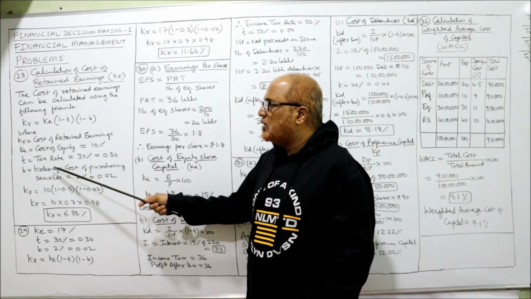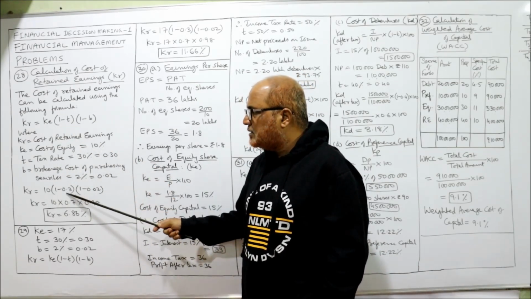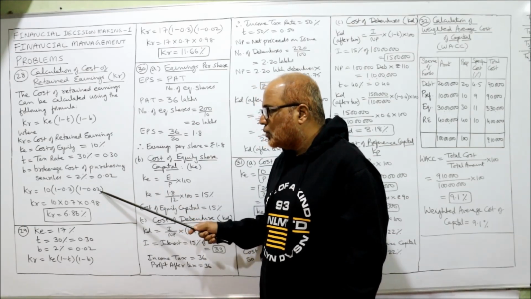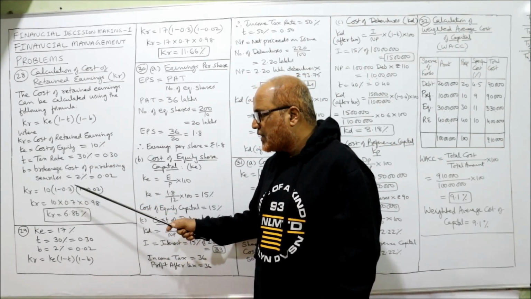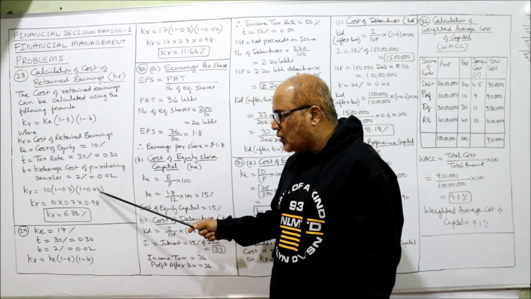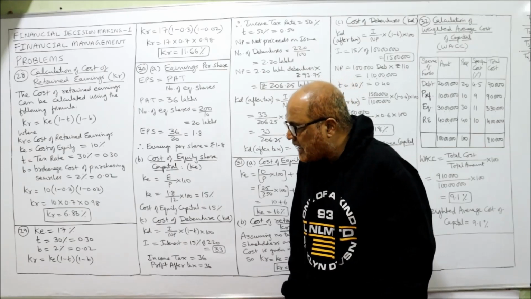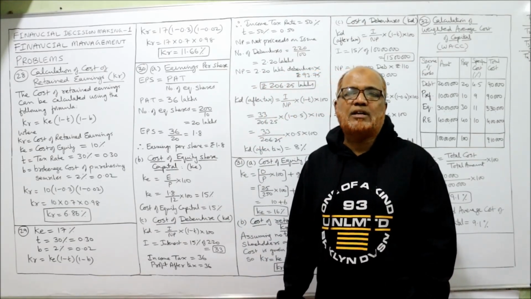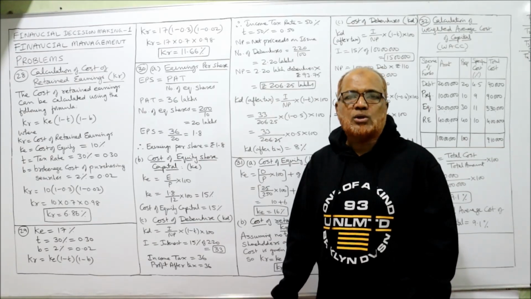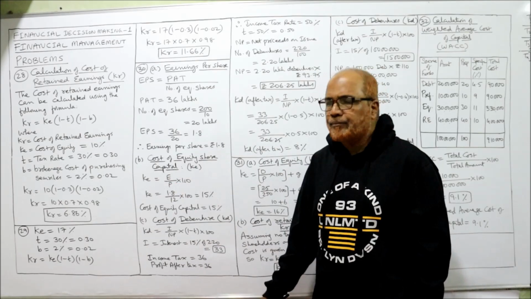Now substitute the values in this formula. KE 10, T 0.3, B 0.02. So 10 into 1 minus 0.3 is 0.7. 1 minus 0.02 is 0.98. Multiply all the 3, 6.86. That is the KR, cost of retained earnings. That's all. So very easy to calculate KR. The only thing you have to remember is the formula.